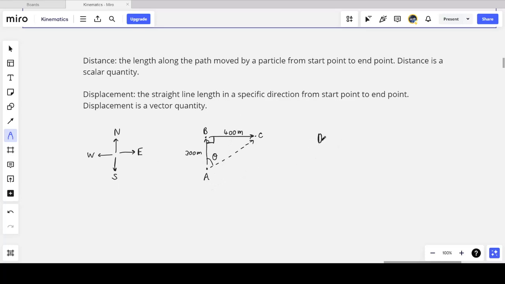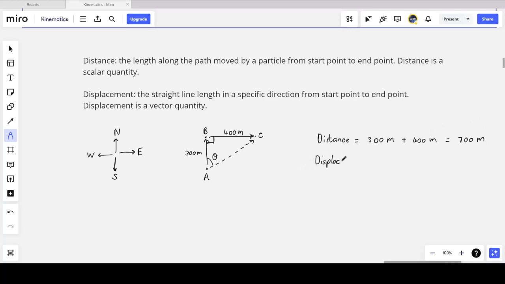So why am I doing this? Because the distance that was traveled would be 300. I'm just going to write it down as distance is equal to 300 meters plus 400 meters. So the total length of the path that I traveled was 700 meters. So I physically moved 700 meters. So I physically exerted myself over 700 meters.